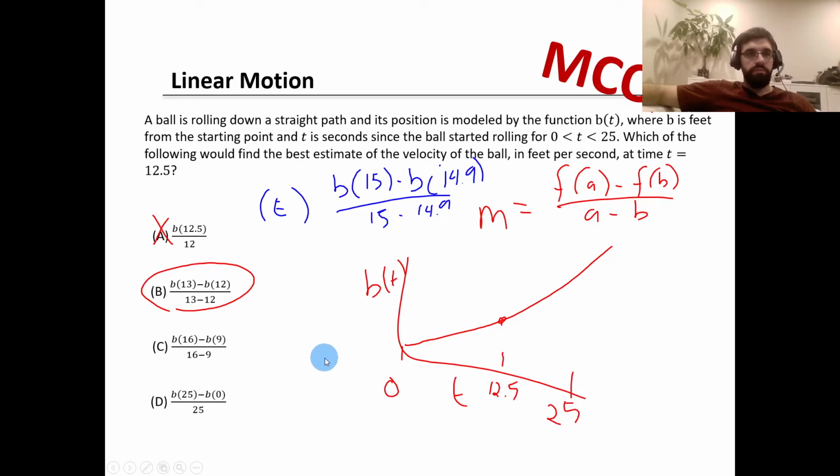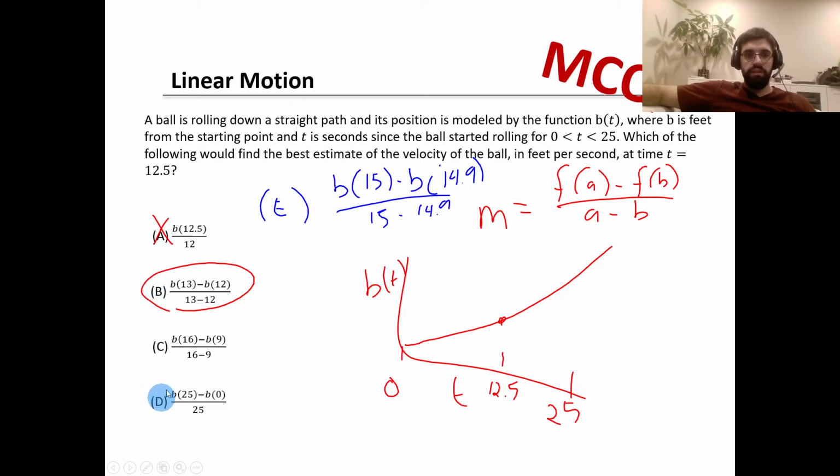Another multiple choice question. A ball is rolling down a straight path, and its position is modeled by the function b of t, where b is the feet from the starting point and t is the seconds since the ball started rolling. So basically we have a ball that's been rolling for 25 seconds, and we're figuring out its position at any given point. Similar to the last question, we want to find the best estimate of the velocity of the ball in feet per second at time t equals 12.5. The best answer is the tightest interval around 12.5 that we can find.